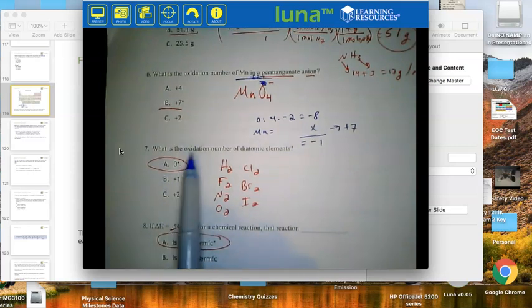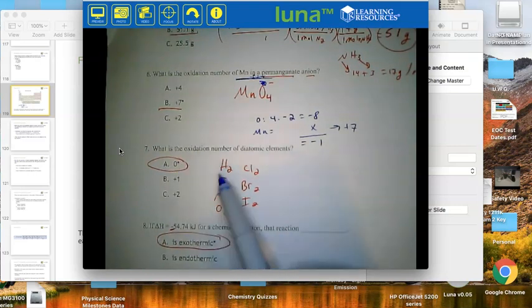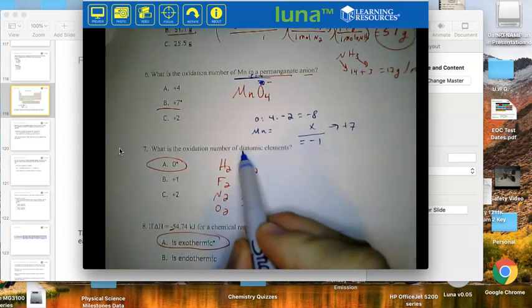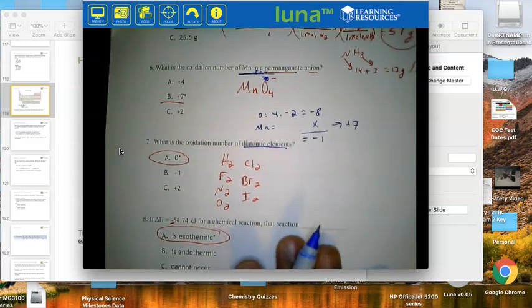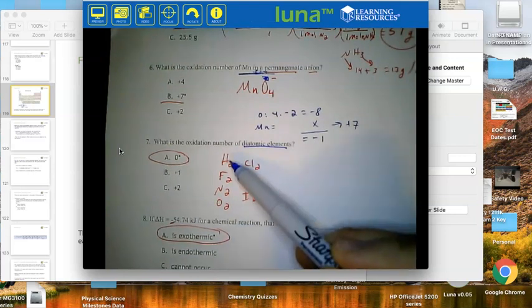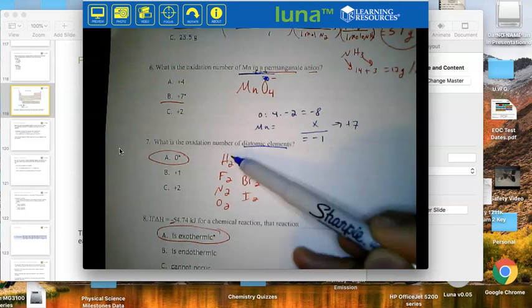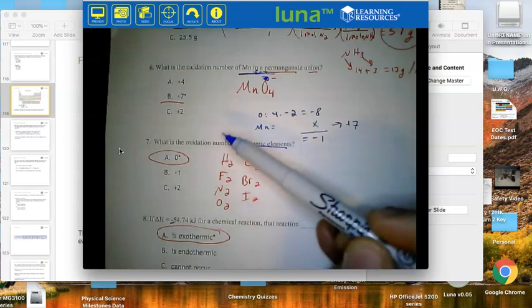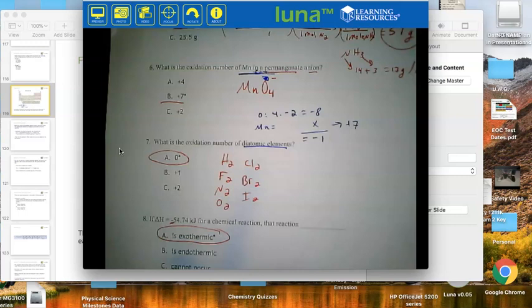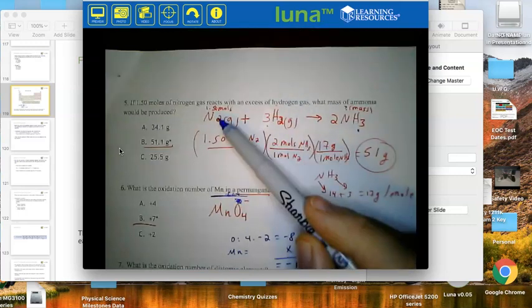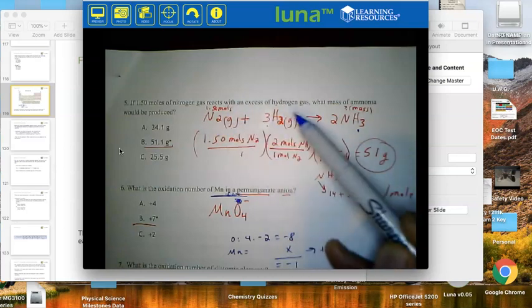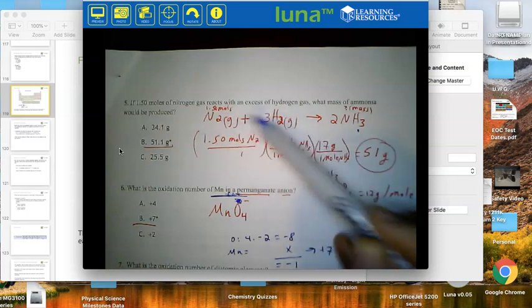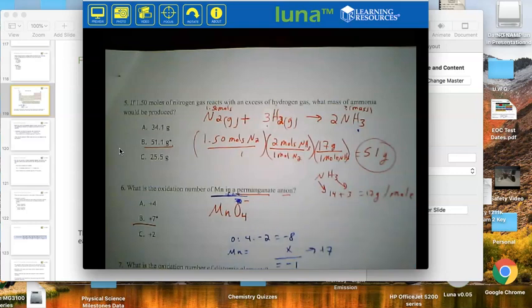What is the oxidation number of a diatomic element? So that would be 0. We know elements that are uncombined by itself are 0. Diatomic elements are special in that they don't exist by themselves if they're not in a compound. If they're in a molecule form, they exist as H2, not H by itself. And so earlier when we did a chemical reaction with nitrogen and hydrogen gas, if they're in their natural state, it's going to be N2 and H2, not N and H.